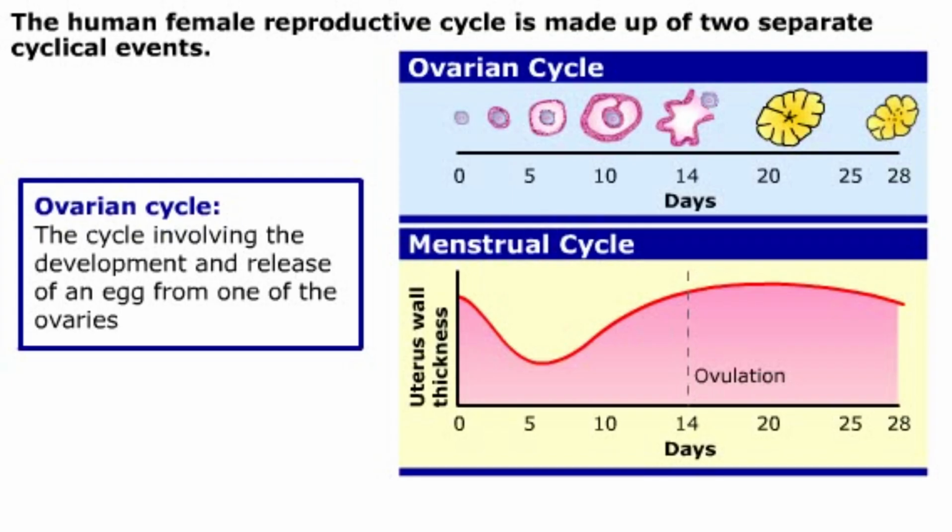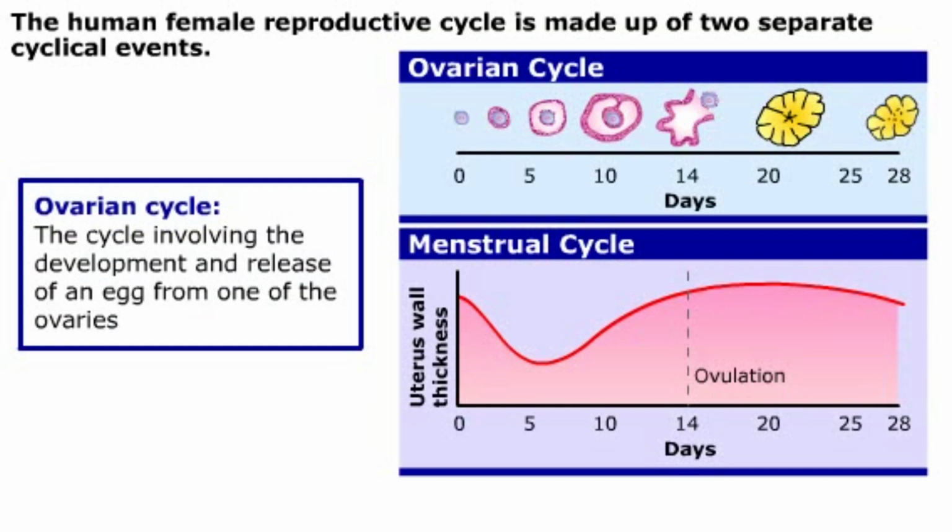The reproductive cycle in human females is made up of two separate cyclical events. The menstrual cycle refers to the changes that go on in the lining of the uterus. The ovarian cycle involves the development and release of an egg from one of the ovaries. These two cycles go on at the same time.